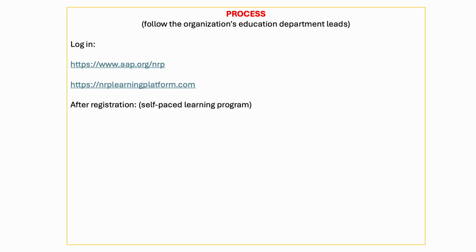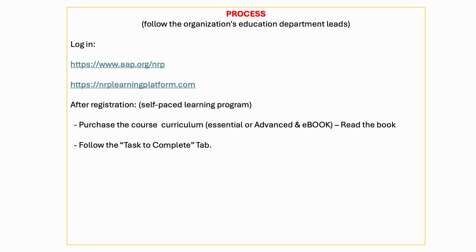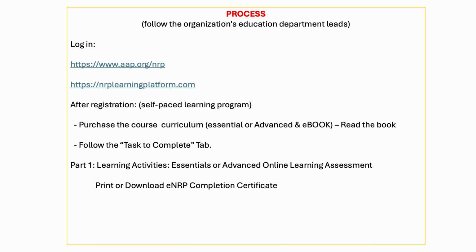And it's a self-paced learning program. So after registration, when you log back into the system, it will guide you that you're already there, and it will tell you what is pending and what is left. It will guide you to just follow the task-to-complete tab. It will say that you have a book to read, so start reading the book. Then it will give you a chapter-wise curriculum. You just follow that. Once you complete that, then register for the online learning exam. And like I said, it's very easy.